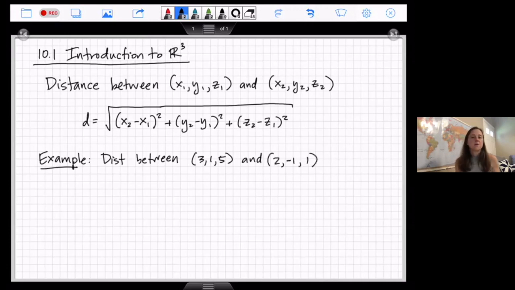Okay. Just like in R2, it doesn't matter which one you consider point 1 and which one you consider point 2. Just make sure that you keep consistent. So I'm going to start my square root symbol. It's going to get a lot longer. I'm going to do x2 minus x1, so that's going to be 2 minus 3 squared. Now subtract the y coordinates, -1 minus 1 squared, and subtract the z coordinates.